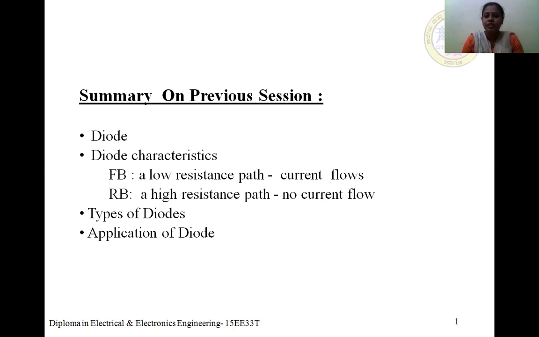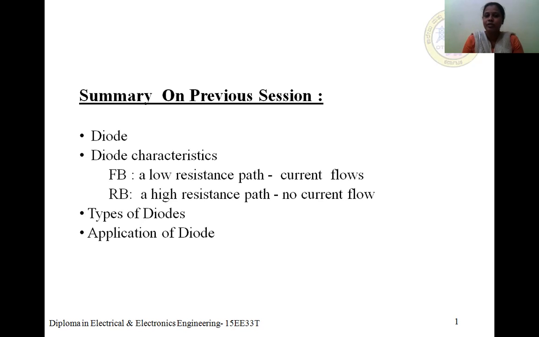Now let me see what this forward bias is. Forward bias means it is a low resistance path, so it allows current to flow. Next is the reverse biased condition. In this condition, it is a high resistance path, so there is no current flowing. So in forward bias the current will be flowing, but in reverse biased condition there is no flow of current, except due to small leakage, a small number of minority charge carriers will be there.